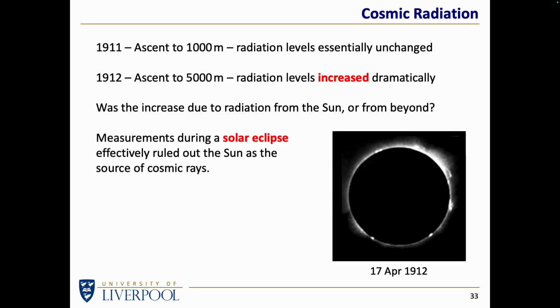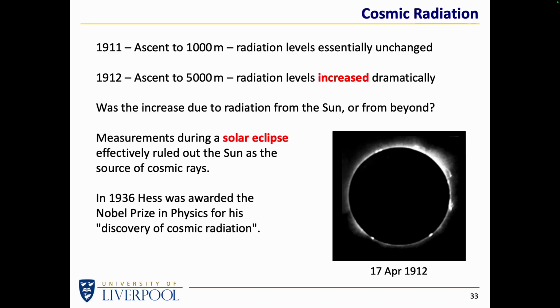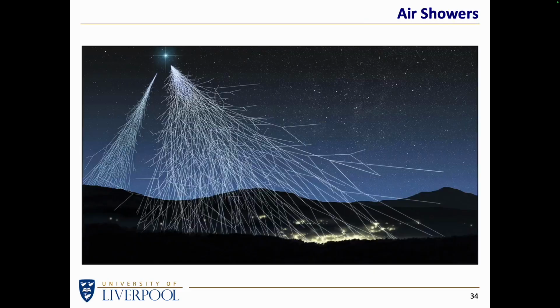He went up, waited for the moon to cover the sun. When the moon covered the sun, the radiation levels didn't change. So it is not coming from the sun, or at least only a tiny amount can be coming from the sun. This radiation that is responsible for discharging their electroscopes is coming from the cosmos, not just from our neighborhood of the solar system. In 1936, Hess was awarded the Nobel Prize in Physics for the discovery of cosmic radiation. So cosmic rays was a term that was coined at about this time, just a little bit before he got his Nobel Prize. Okay, so now we know that cosmic rays are coming from beyond the sun.